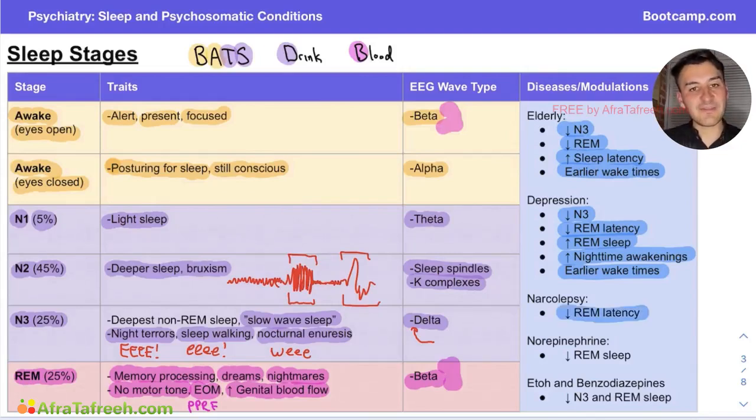In patients who have been given norepinephrine, we're going to see decreased REM sleep. And in those patients who are on alcohol or benzodiazepines, we're going to see decreased N3 sleep as well as REM sleep.